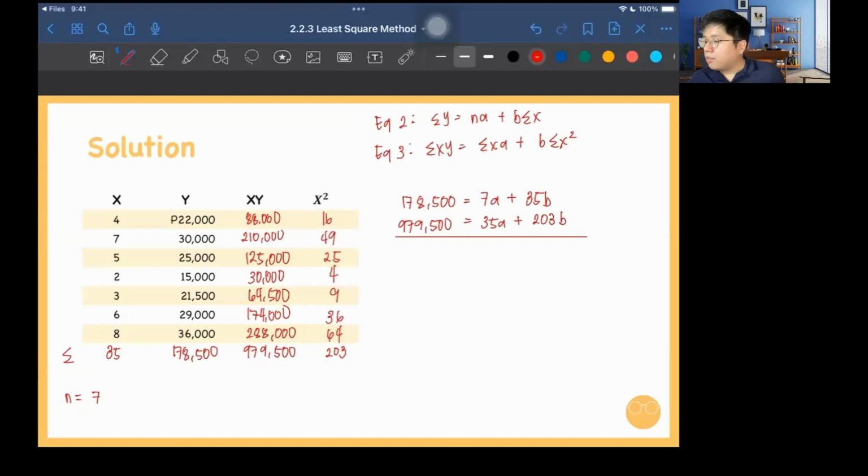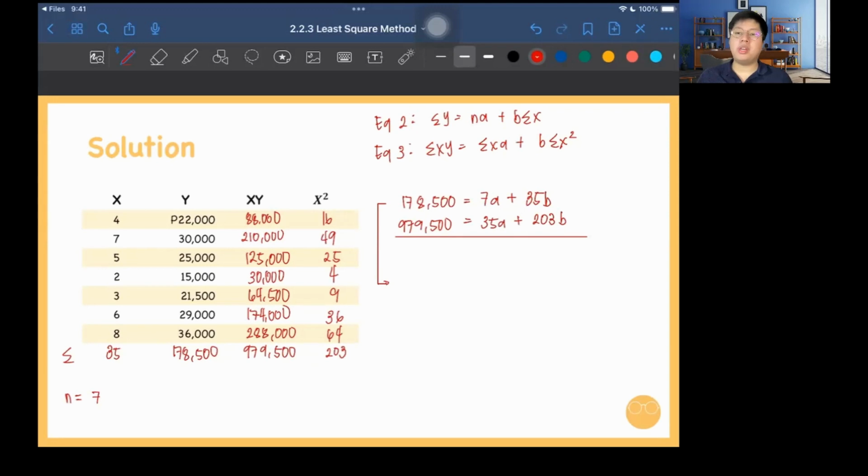Then our a here for equation 2 is positive 7a, and positive 35a for equation 3. Then we have to come up with a specific number wherein if we add equation 2 and equation 3, that will be equal to 0. Therefore, we have to multiply by negative 5. How did I arrive at the negative 5? Because that will be 35 divided by 7. That is the easiest way that you can get the multiplier for this elimination method.